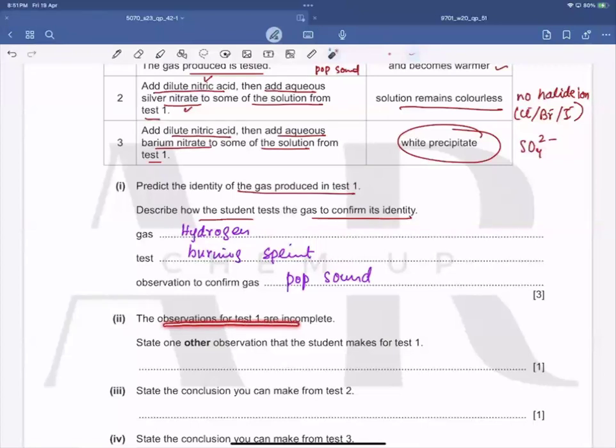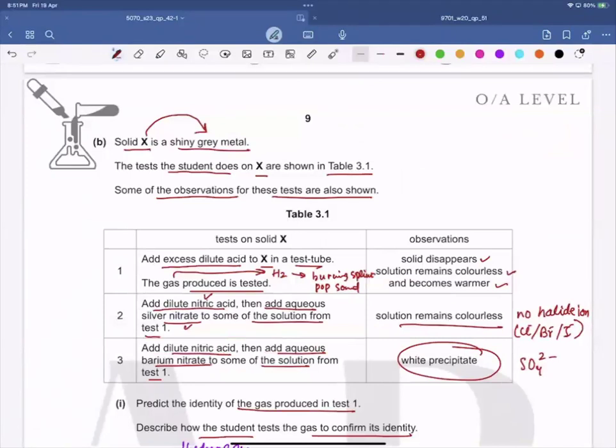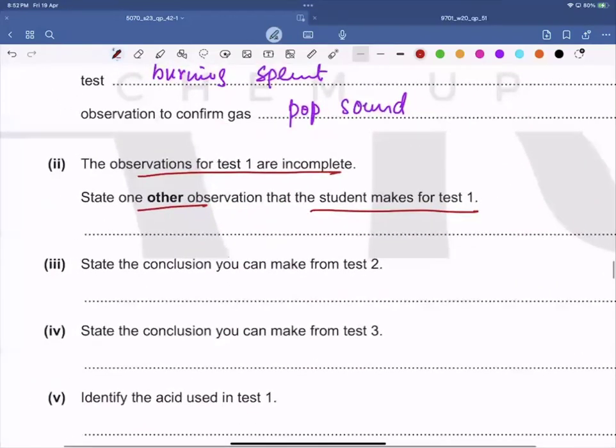The observations for test one are incomplete. Okay. State one other observation that the student makes for test one. Yes, very good, Amal. As the gas is produced, we are going to observe effervescence. Yes, very good, Zainab. Instead of using the words bubbles and fizzing, I would appreciate it if you write effervescence. Okay, so the other observation would be effervescence. That is what was missed.